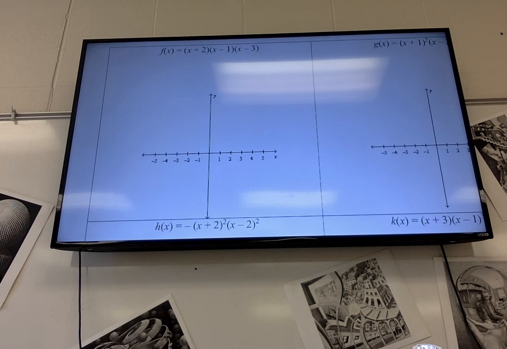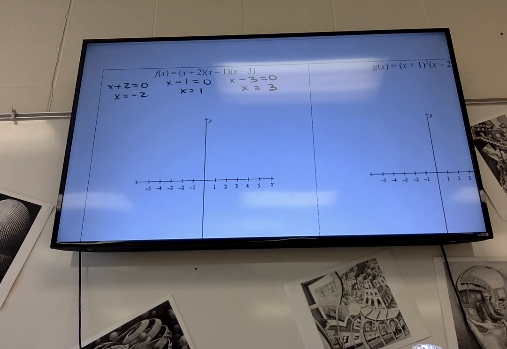If I set each one of those equal to 0, that's how I figure out what my zeros are. So what are my zeros? -2, 1, and 3. And what are the multiplicity of those zeros? Yeah, they're all just 1. Okay. They're all just 1. So I've got that. Now, what we don't know is the degree, although we can kind of figure it out.